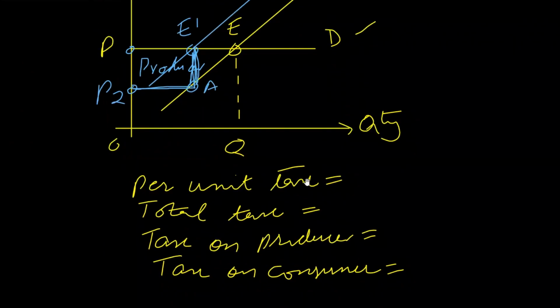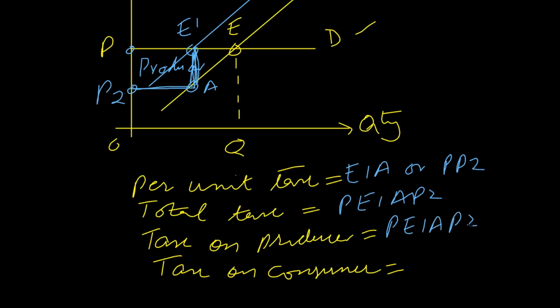Okay, so we can write it here. Per unit tax is the perpendicular E1A, or the perpendicular P2, and the total amount of tax is P, E1, A and P2. And this tax is completely paid by the producer, so the total tax P, E1, A and P2 is paid by the producer, and the tax burden on the consumer in this case is zero, because the entire tax burden falls on the producer.